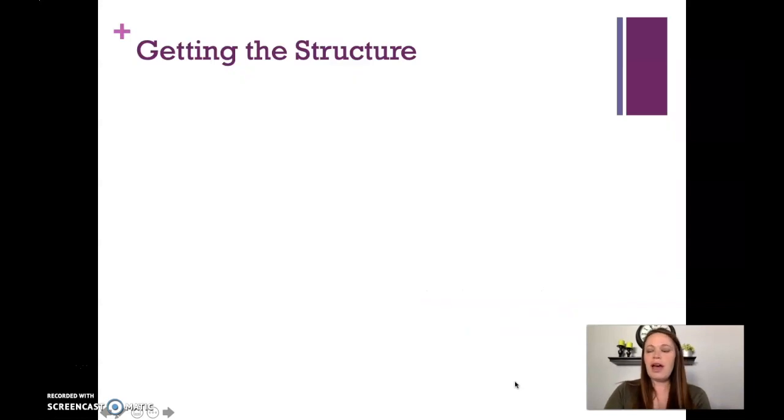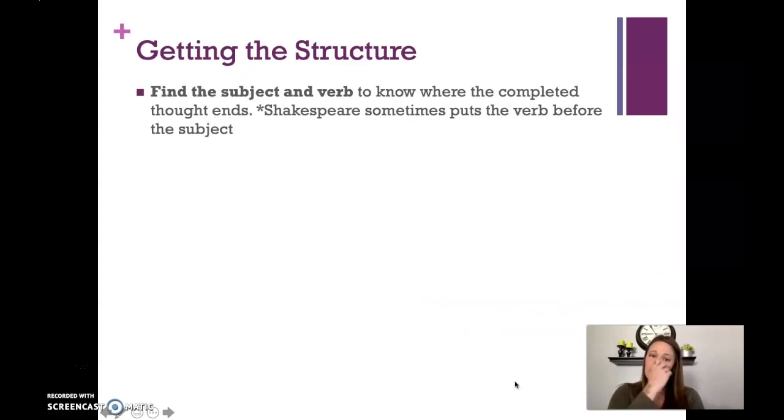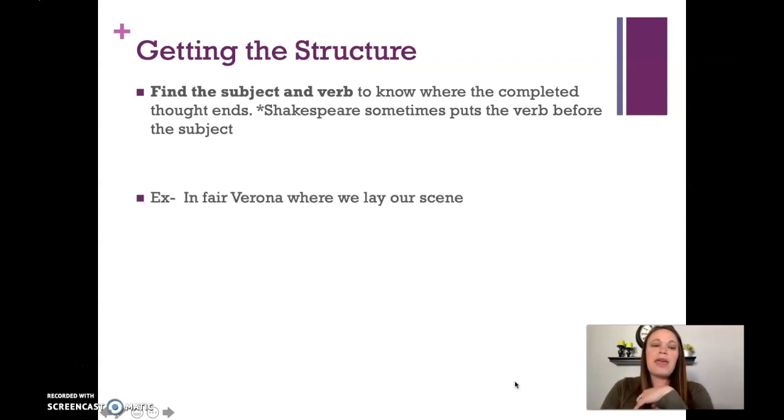The first one is to understand the structure. So the first thing you want to do is to find the subject and the verb to know where the completed thought ends. Sometimes Shakespeare puts the verb before the subject. Again, we talked about it a little bit in some of the previous videos, but the word order is sometimes a little bit different. For example, in fair Verona where we lay our scene, that's one of the lines from the prologue. What is the subject? Okay, the subject is we. What are we doing? What's the verb? We are laying our scene, okay?